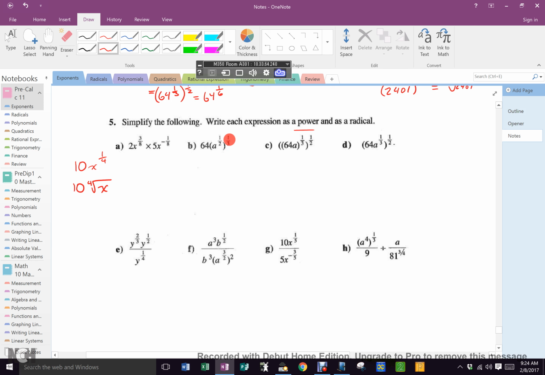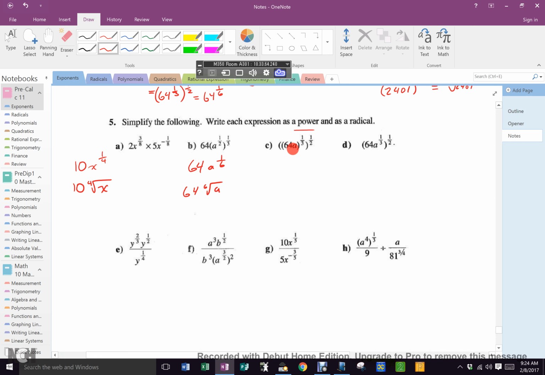So, that 1/3, it only applies to the a, yes? So this is 64a to the 1/6. Right? Because I multiply over the bracket. There's the power. 64 sixth root of a. Everybody cool there? Okay, now it starts to get a little funky here.